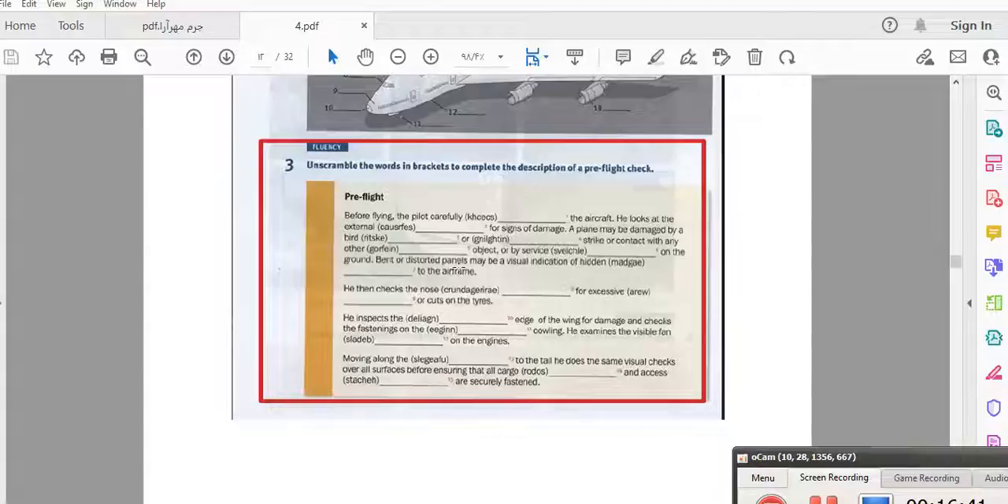Bent or destroyed panels may be a visual indication of hidden damage to the airframe. He then, you see who is he? This is the pilot. He then checks the nose. He then checks the nose undercarriage.